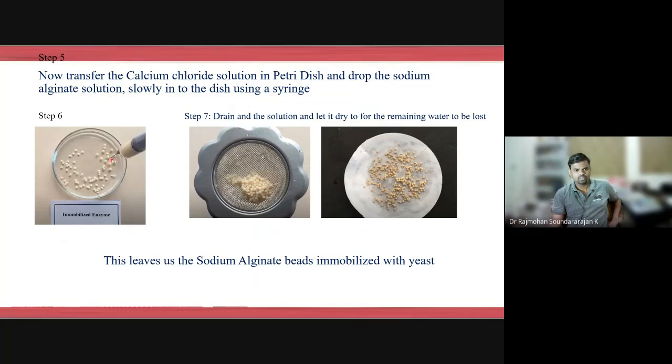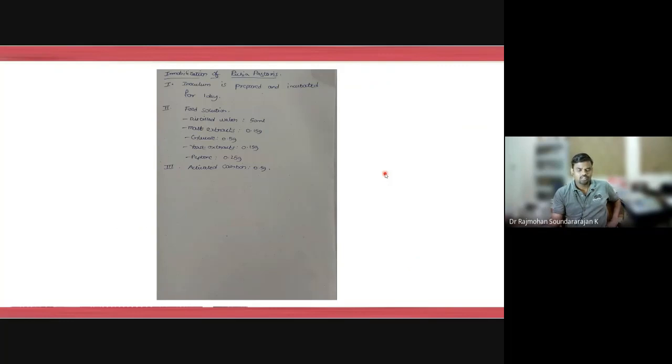So it's a slow, drop by drop introduction. Then we drain, meaning filtering it out, and let it dry for the remaining water to be lost. What we get are sodium alginate beads immobilized with the yeast. So that's an immobilization technique. I will demonstrate that with an example.